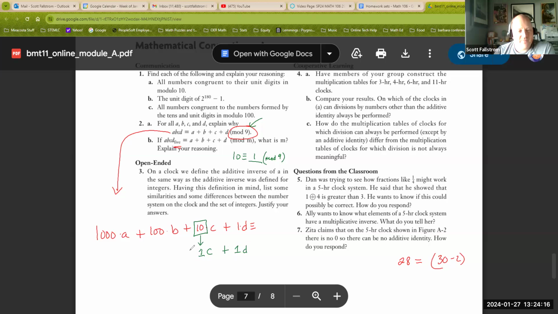There we go. Now do the same thing for 100. How could I rewrite 100? You could rewrite 100 as 91. You could rewrite it as 82. You could rewrite it as 73. So you have a lot of numbers you could write it as, but try to pick one that works really nicely mod 9. What's a good one to choose?